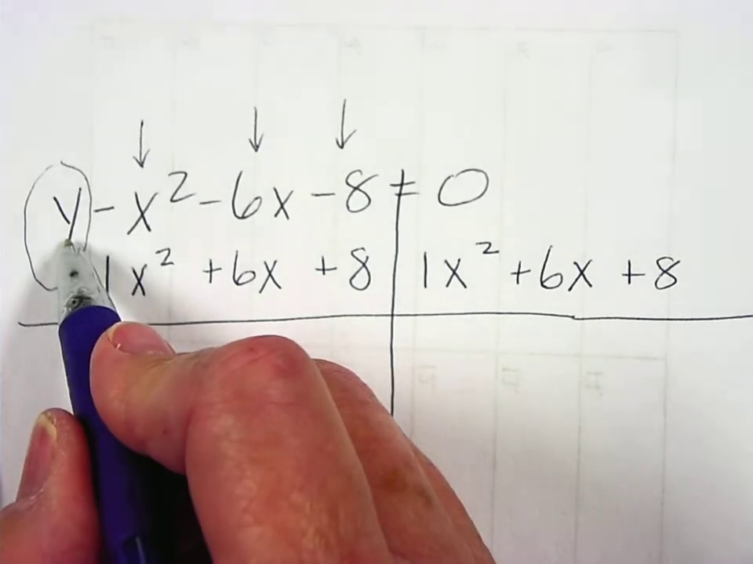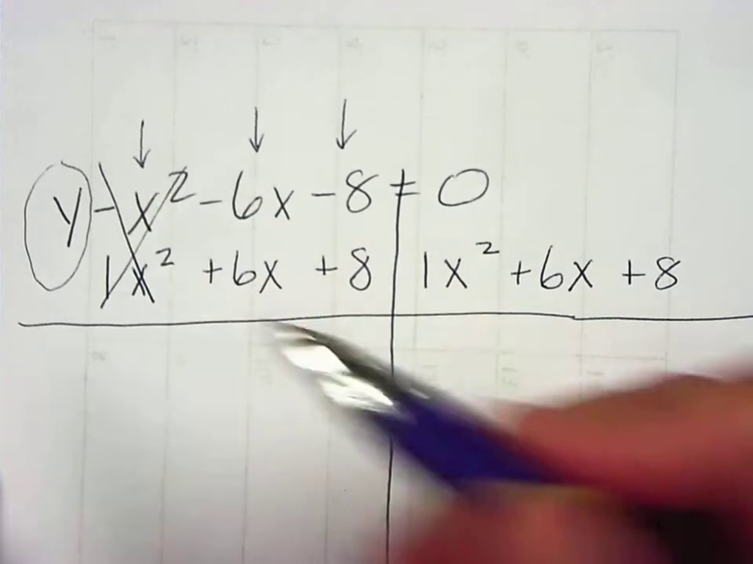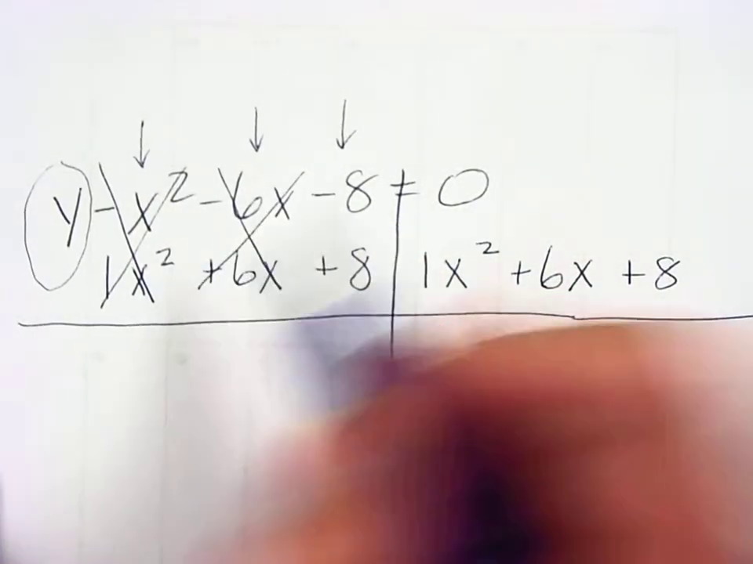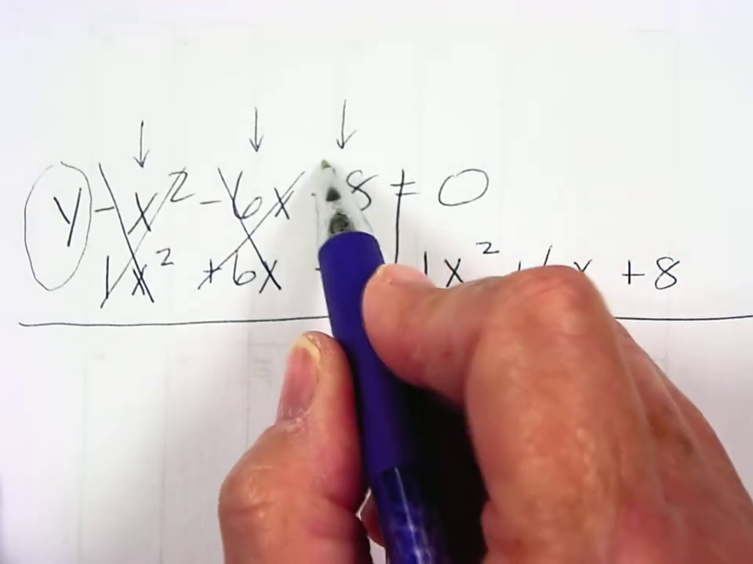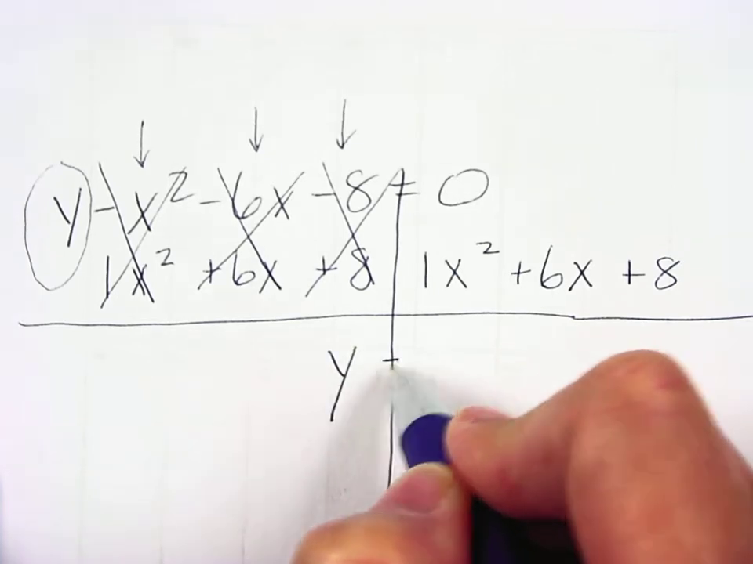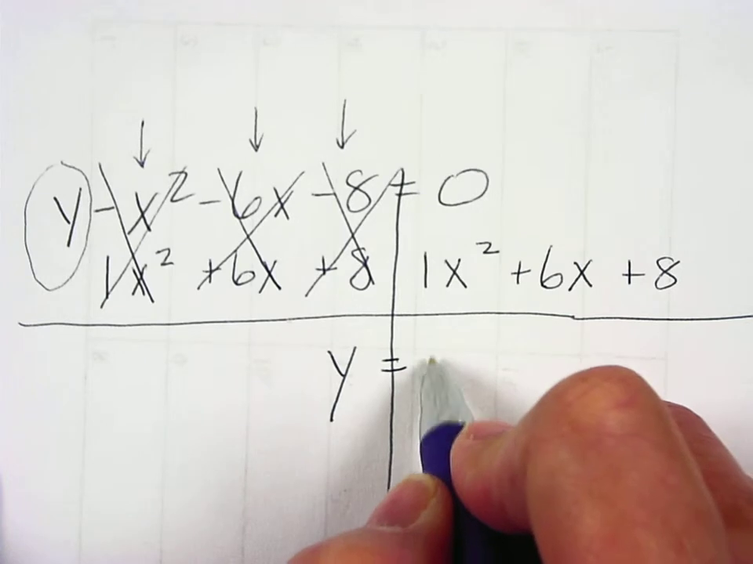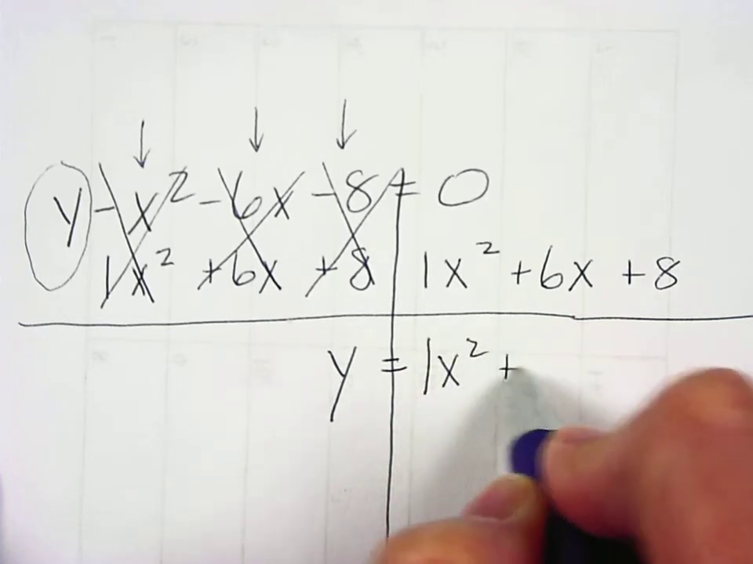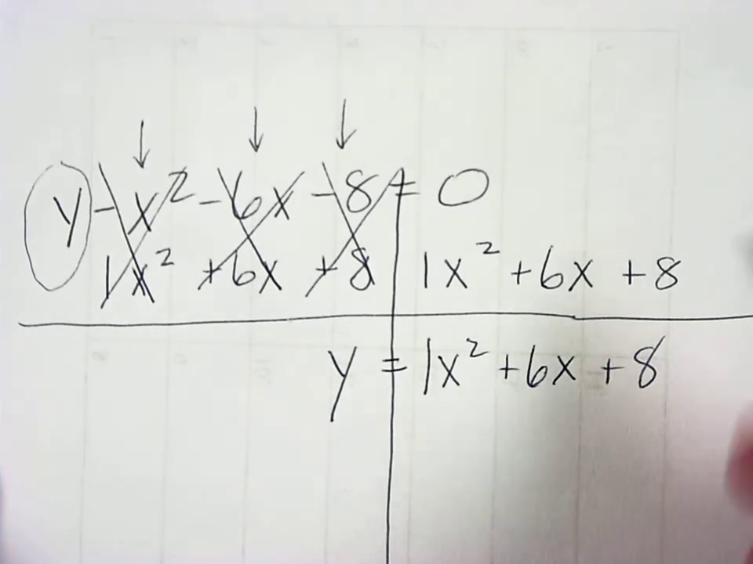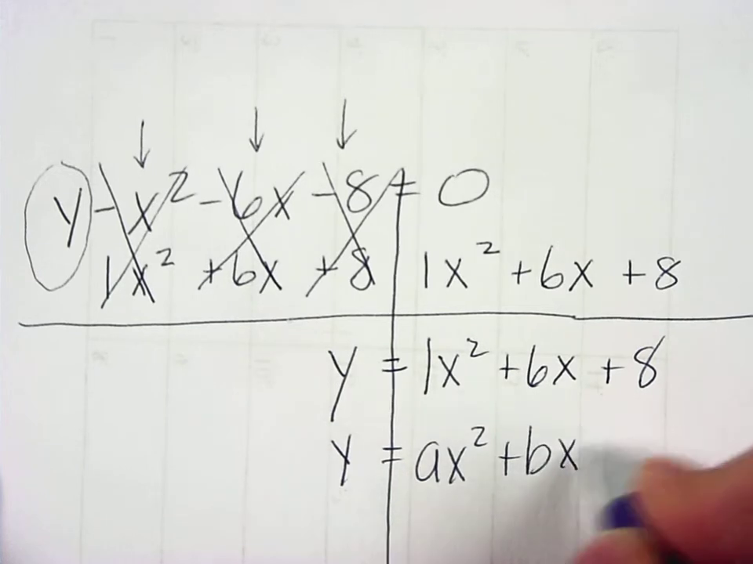I have y. 1 negative x squared and 1 positive x squared cancel each other out. 6 negative x's and 6 positive x's cancel each other out. 8 negatives and 8 positives cancel each other out. So I'm left with y alone on the left side of my equation, and it's a positive y. And then over here, I added a 1x squared and a 6x and an 8. I am now in standard form: y equals ax squared plus bx plus c.